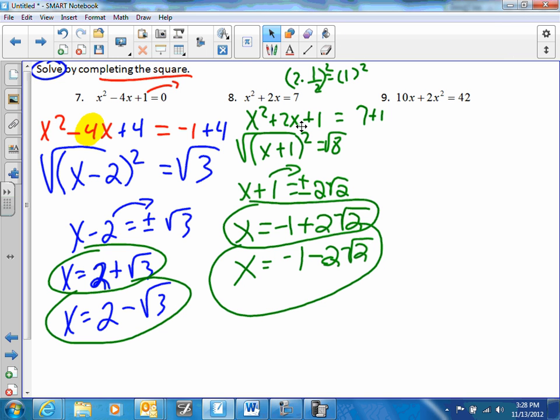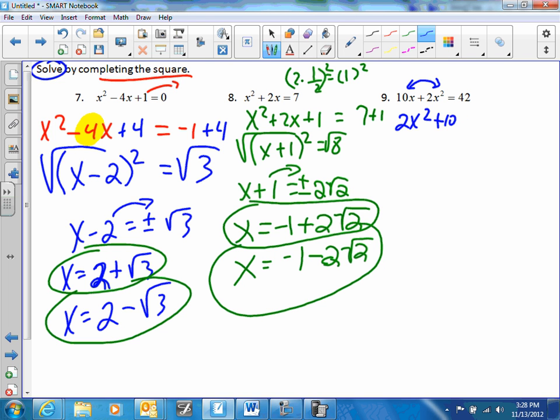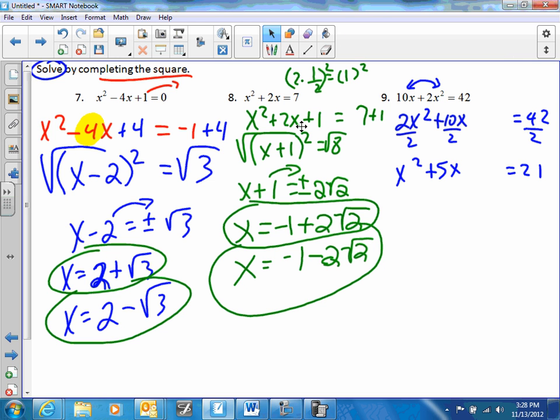All right, and finally the last one. Switch these two, and you get 2x squared plus 10x equals 42. Now, because all three of them are divisible by 2, you can just do that. Now, we're going to take half of b. Half of 5 is 5 halves. Square it, and you get 25 over 4. All right?